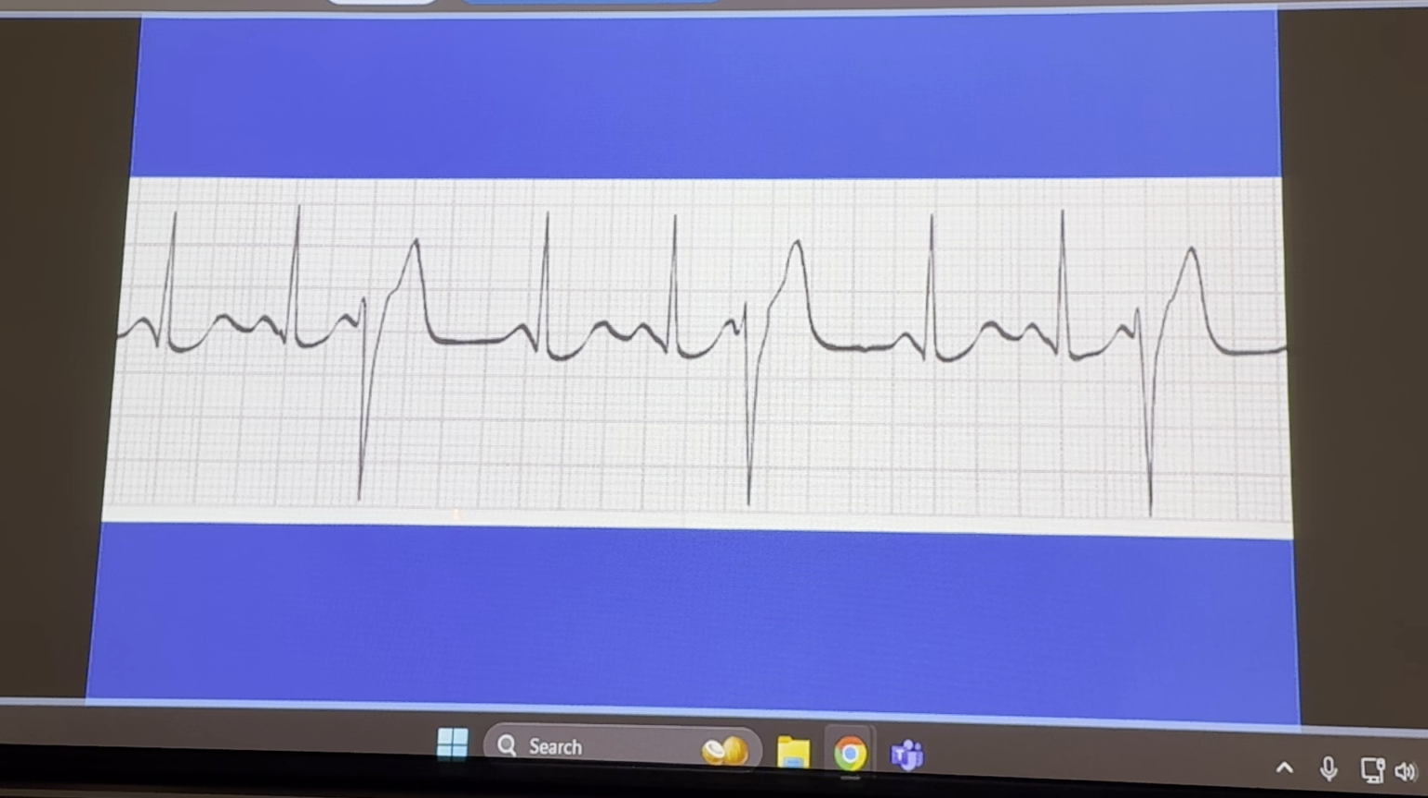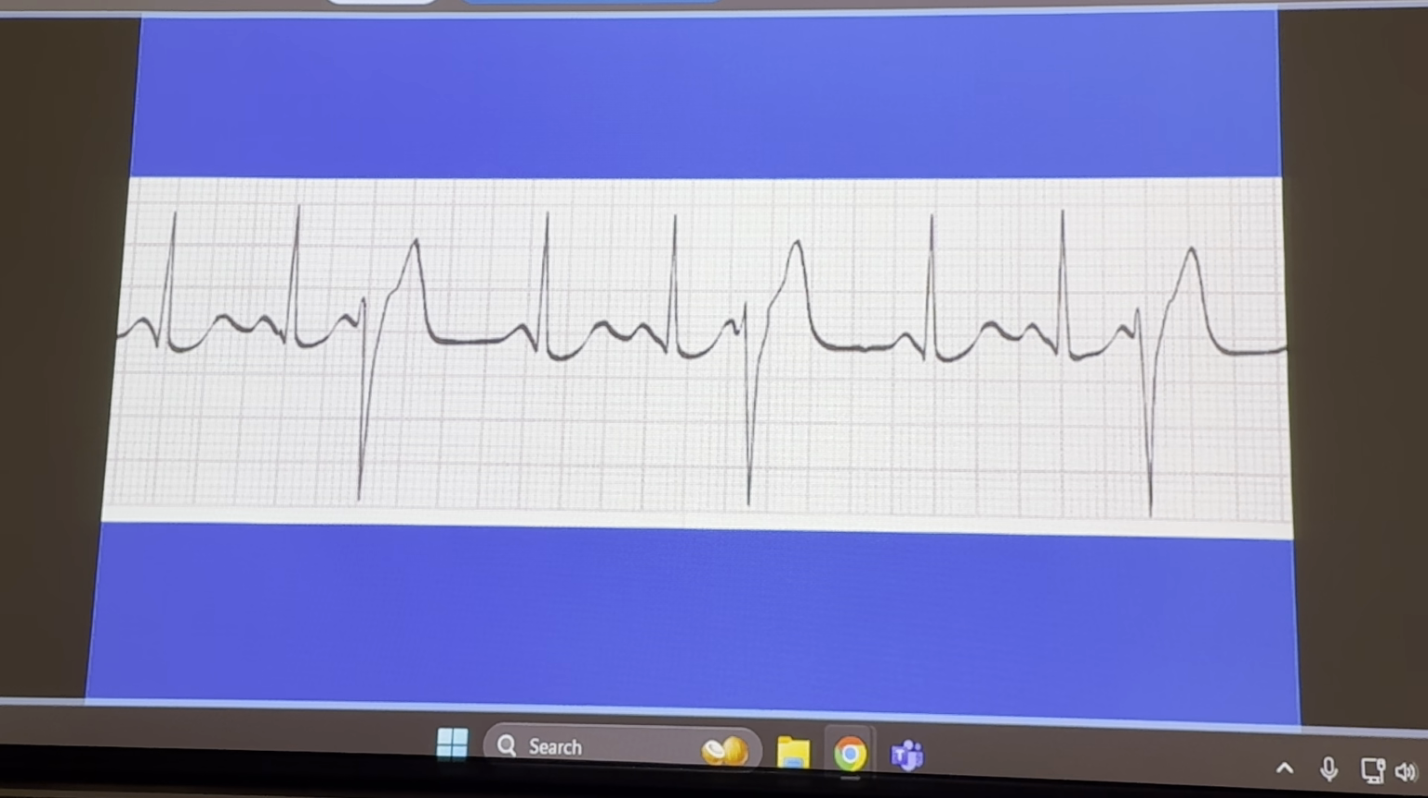So I have a QRS complex, another QRS complex, and then a PVC. So my ventricle's not doing what it's supposed to. So that's the third one. And then another QRS, and then another PVC. So every third heartbeat, every third cycle, I'm throwing that PVC.